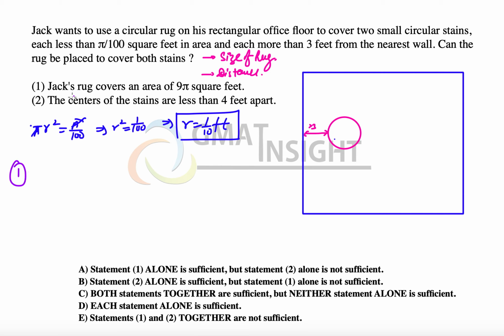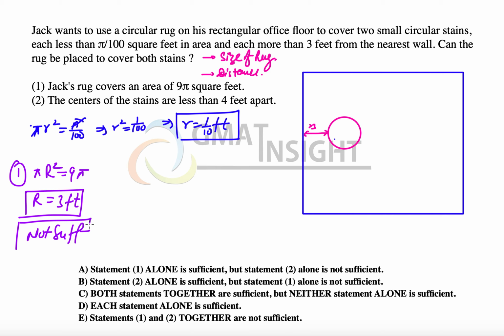The first statement says that Jack's rug covers an area of 9 pi square feet. That means if I use the radius of the rug as capital R, pi R squared is equal to 9 pi, which gives me R is equal to 3 feet. So while I know that the radius of the rug is 3 feet, I do not know how far apart the two stains are placed, because it also depends on the size of the floor, which we do not know. So the first statement alone is not sufficient, because we neither know how far apart the stains are, nor how big the floor is. The size of the floor could also restrict the closeness of those stains, but we don't know either, so this information is not sufficient.